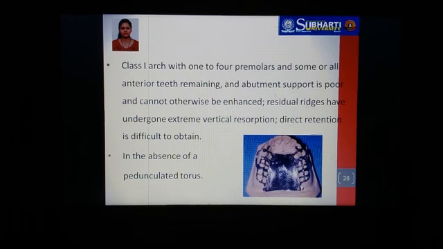It can also be given in the absence of any kind of torus. Just as we were talking about anterior and posterior palatal straps when a torus was present, in case there is no torus, we can easily go for this type of design.